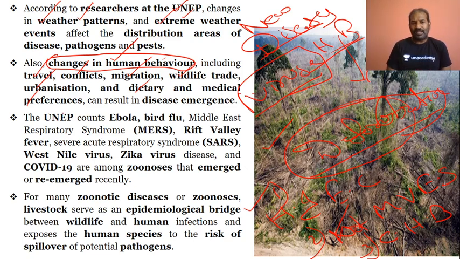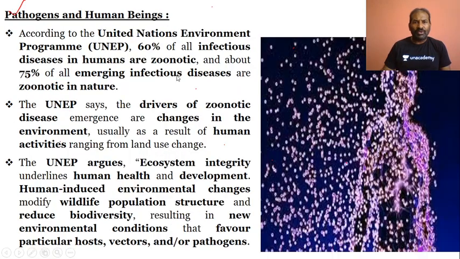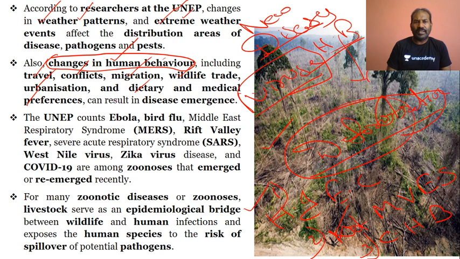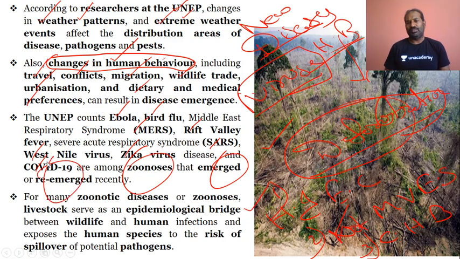And then the United Nations Environment Programme has also taken into consideration how Ebola, bird flu, MERS, Rift Valley, SARS, West Nile virus, Zika virus, all this, I mean COVID-19, are all because of zoonosis, and they have emerged and they will re-emerge also. These two words are very important.